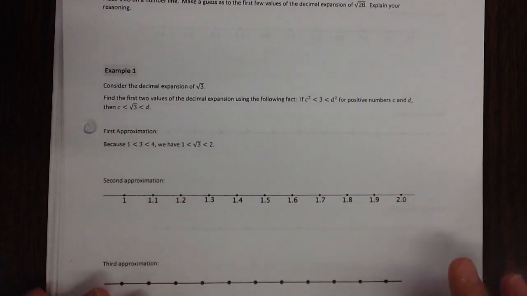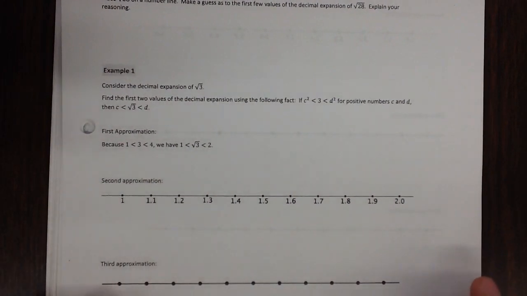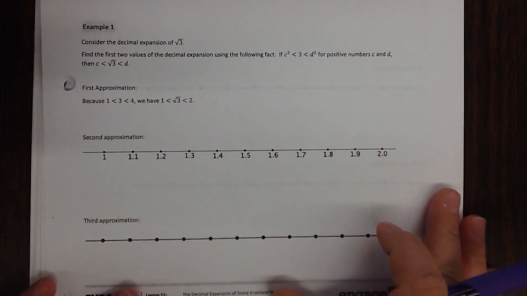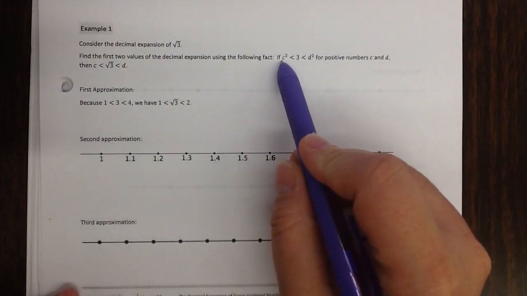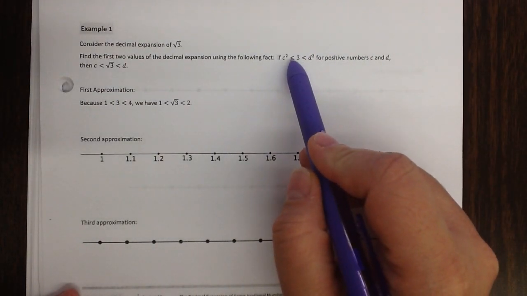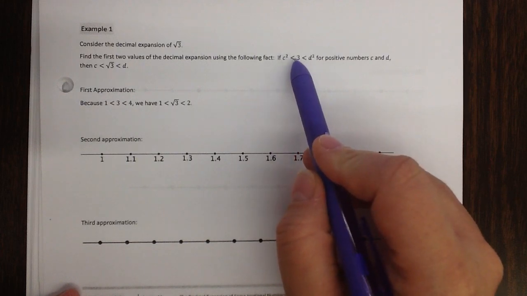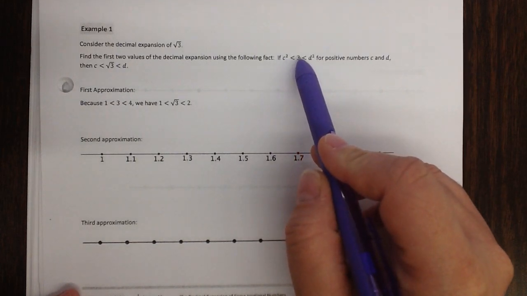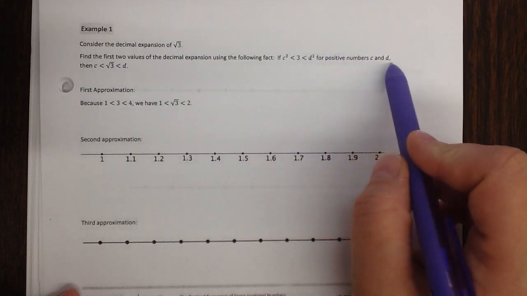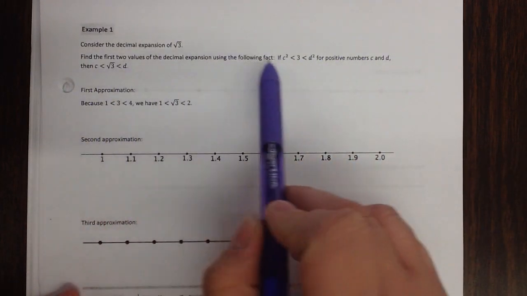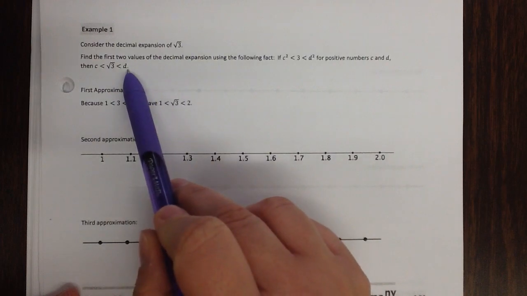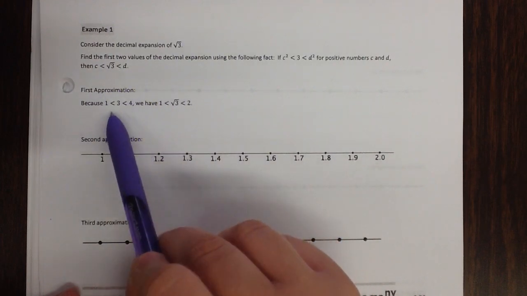Alright, in number 1 it says consider the decimal expansion of the square root of 3. To find the first few values of the decimal expansion, use the following fact. If c squared is less than 3, and 3 is less than d squared, and these are positive, then it would look like this. We would take the squares, and square root this number.